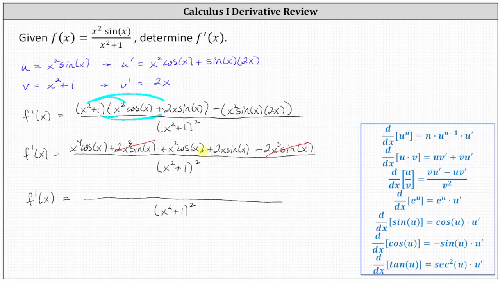Looking at the three remaining terms, they all have a common factor of x. Let's write the numerator as x times the quantity x cubed cosine x plus x cosine x plus 2 sine x. And we'll go ahead and leave our derivative function in this form.